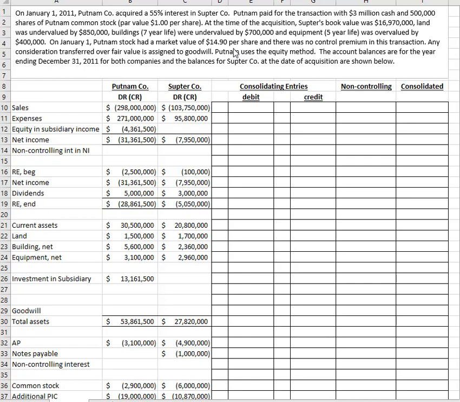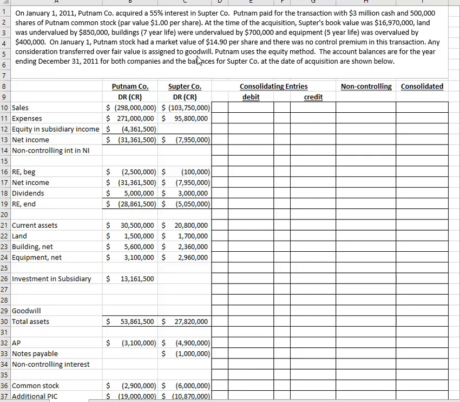It tells us the market value of those shares, so that'll help us to figure out the consideration paid for that 55%. There was no control premium. That means we can use the 55% purchase price to figure out what the 45% was valued at. Any consideration over fair value goes to goodwill. Okay, so we can do that.